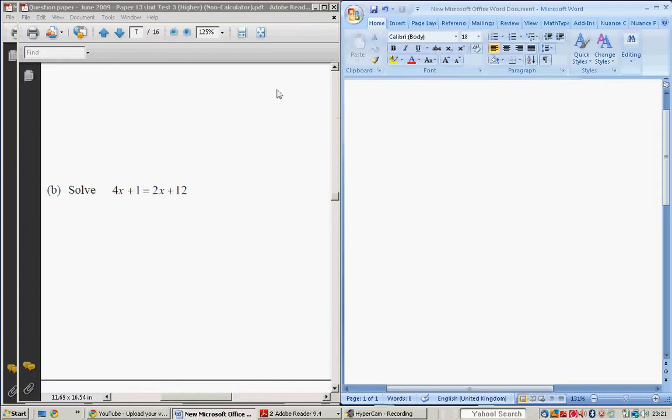We have part B of the above question. Solve 4x plus 1 equals 2x plus 12. Well, solve, if you don't understand what x is all about here, basically x is just a letter that is standing for some unknown number. So we don't know what number x is, so it's just standing in until we know what it is. It says solve, so basically it's asking us what number is x.